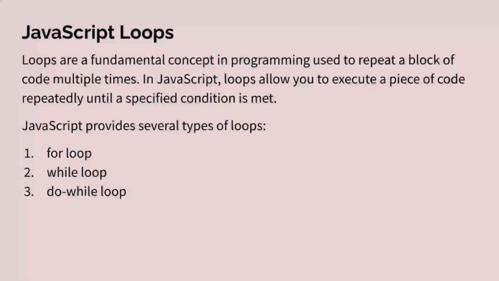Now let's talk about our last topic for this video, JavaScript loops. Loops are a fundamental concept in programming, used to repeat a block of code multiple times. In JavaScript, loops allow you to execute a piece of code repeatedly until a specific condition is met. JavaScript provides several types of loop. First is the for loop, second is the while loop, third is the do while loop.